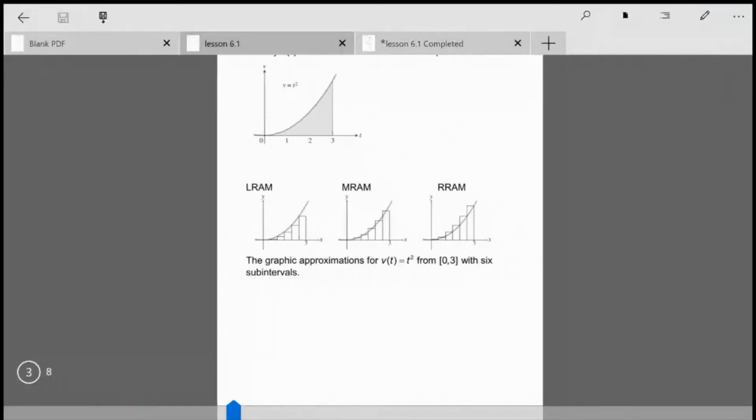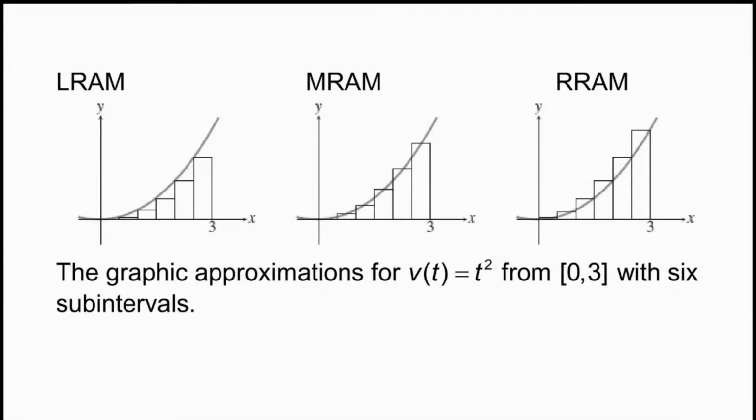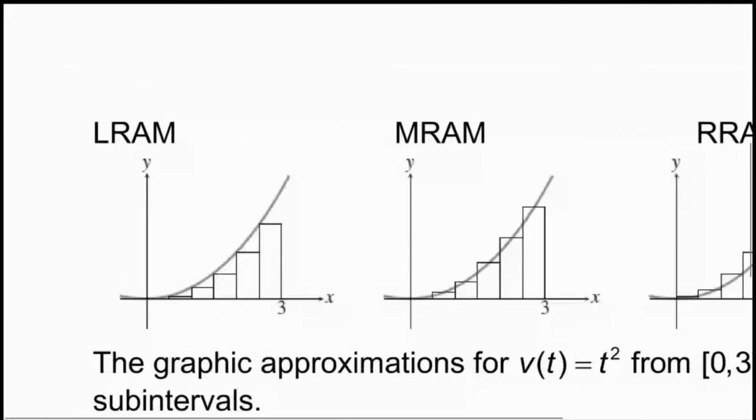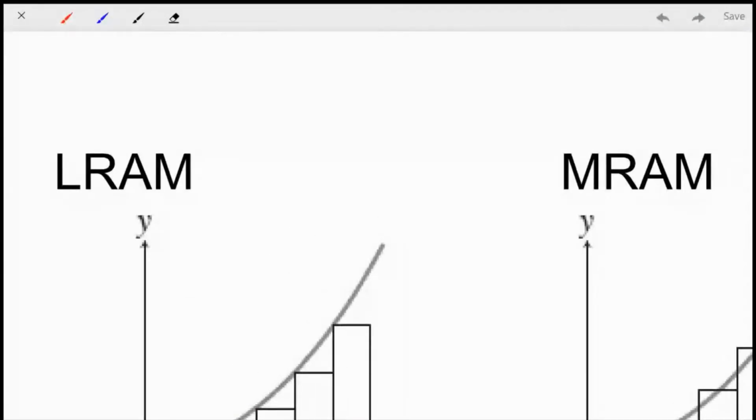And the methods that we're going to use are what we call a left-hand approximation, a right-hand approximation, and a midpoint approximation. So I'm going to start with this first one. It's called LRAM, and what that actually stands for is a left-hand rectangular approximation.